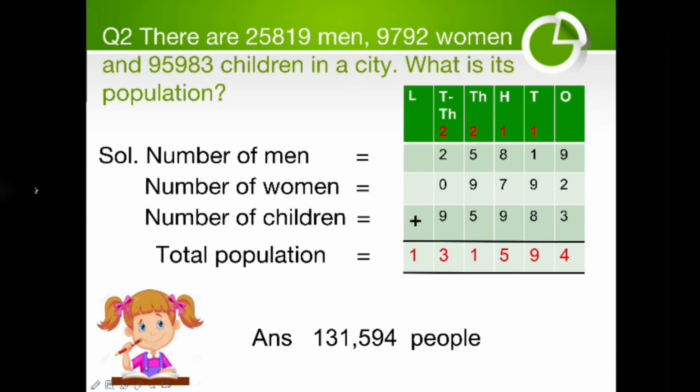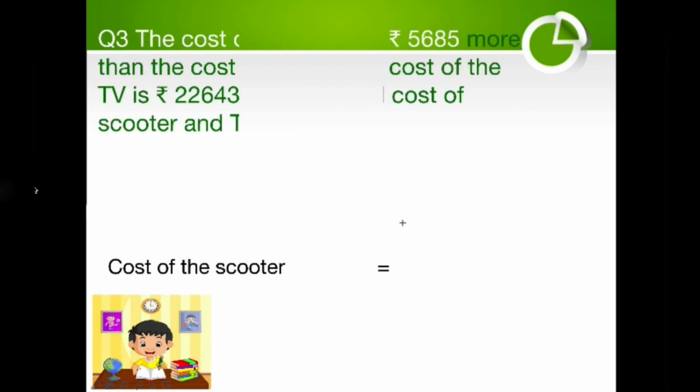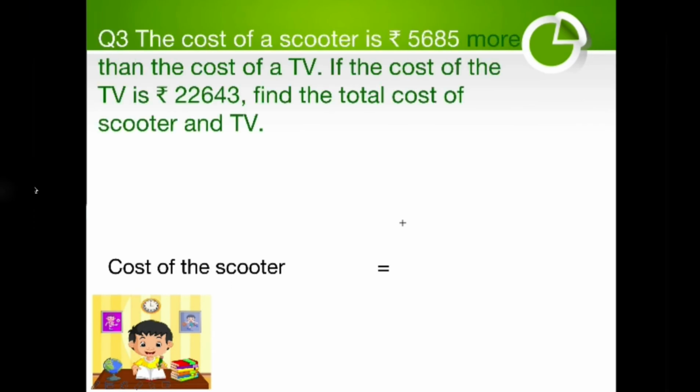Next, children, let us understand the concept by solving one more example. The cost of a scooter is rupees 5,685 more than the cost of a TV. If the cost of a TV is rupees 22,643, find the cost of scooter and TV. In this question, children, cost of TV is given, that is rupees 22,643 and cost of scooter is rupees 5,685 more than the cost of TV.